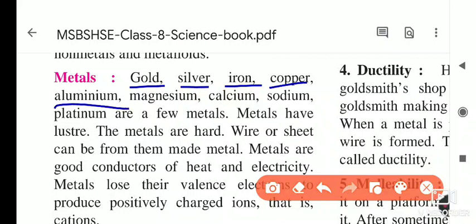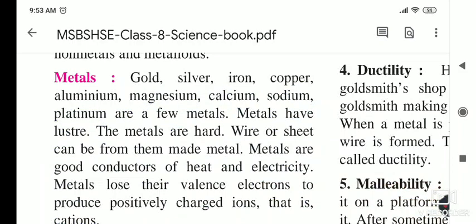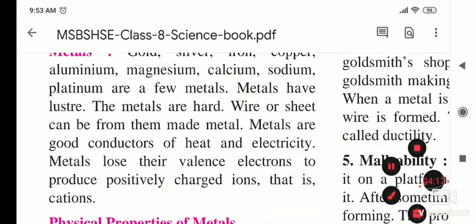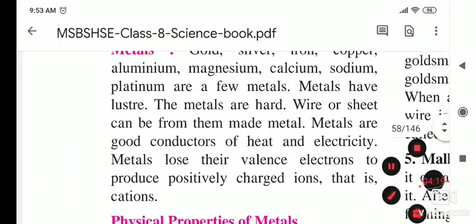But magnesium is in the laboratory. Then calcium is present in food material. Sodium, and platinum is the most valuable thing. And a few other metals are there. Metals have luster. What is luster? Luster means shine. Luster means shine. The metals are hard.